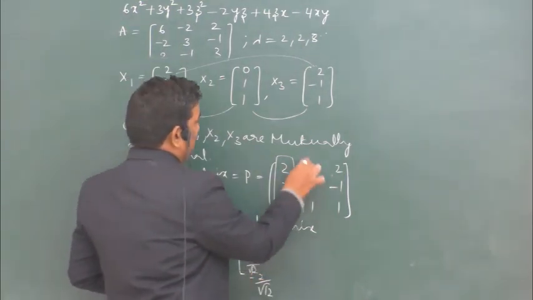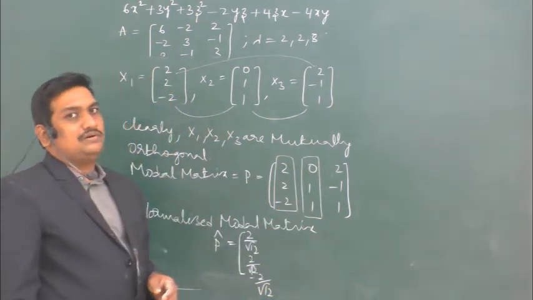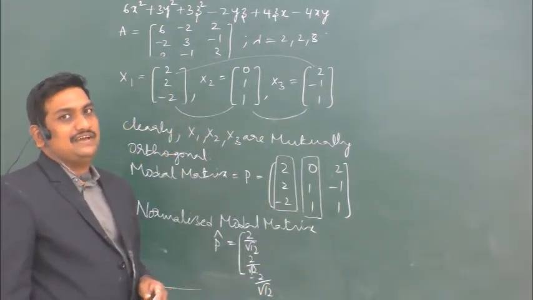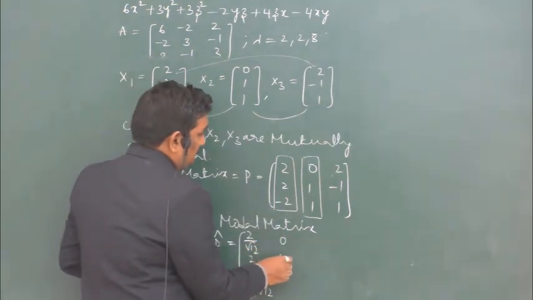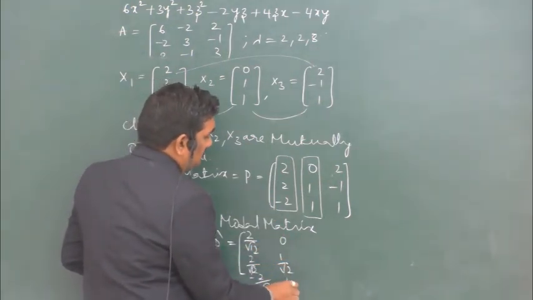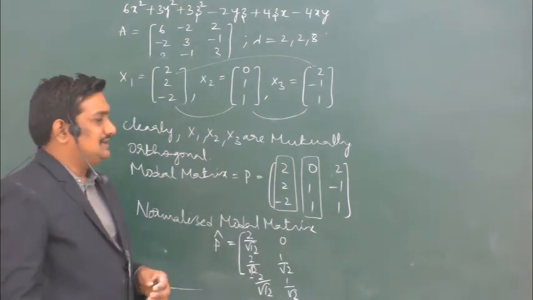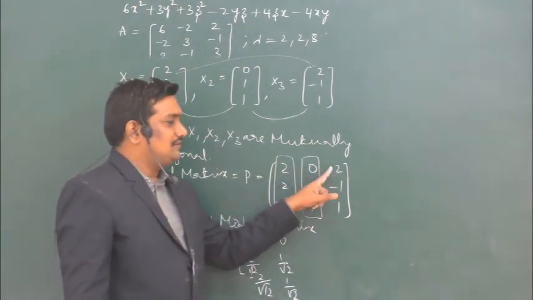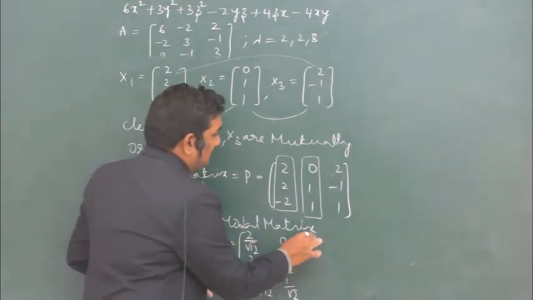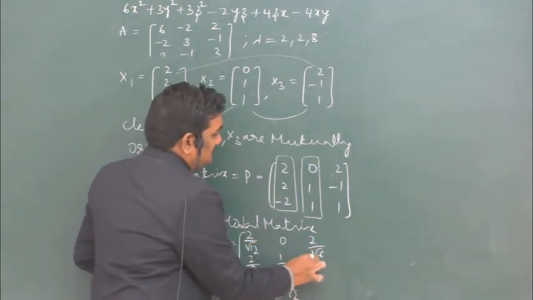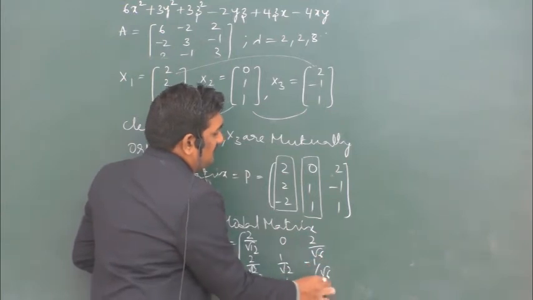Now take the second column. The length is root over 0 square plus 1 square plus 1 square. It is root 2. Divide by root 2. It is 0, 1 by root 2, 1 by root 2. And the last one, the length is root over 4 plus 1 plus 1, root 6. Divide by root 6, it will be 2 by root 6, minus 1 by root 6 and 1 by root 6.